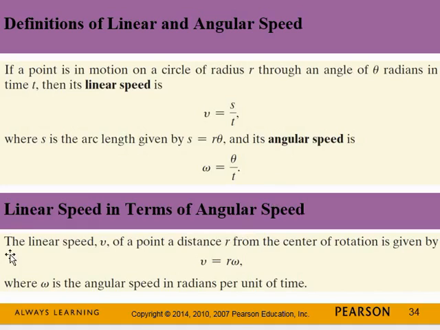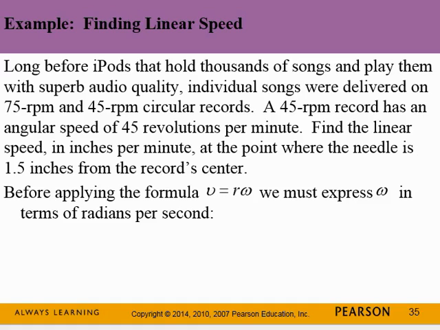We're going to do an example here. Long before iPods that hold thousands of songs and play them with superb audio quality, individual songs were delivered on 75 RPM and 45 RPM circular records. A 45 RPM record has an angular speed of 45 revolutions per minute. Find the linear speed in inches per minute at the point where the needle is 1.5 inches from the record center. So before we can apply that formula, we need to express it in terms of radians per minute.